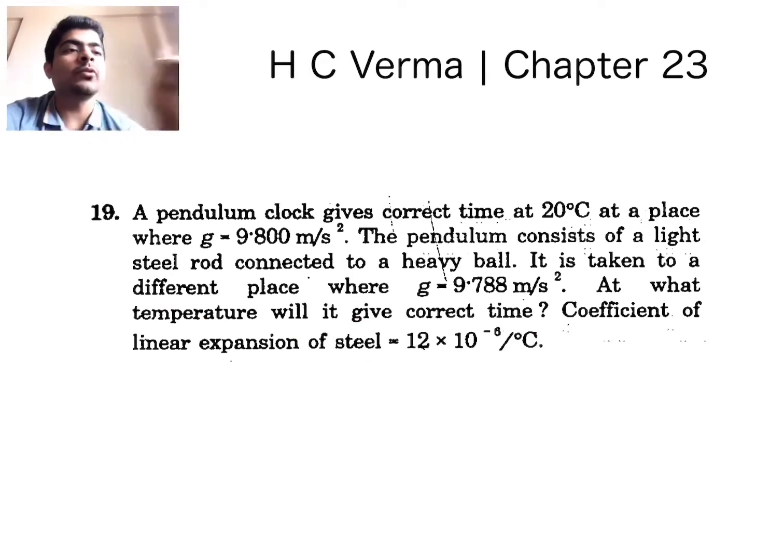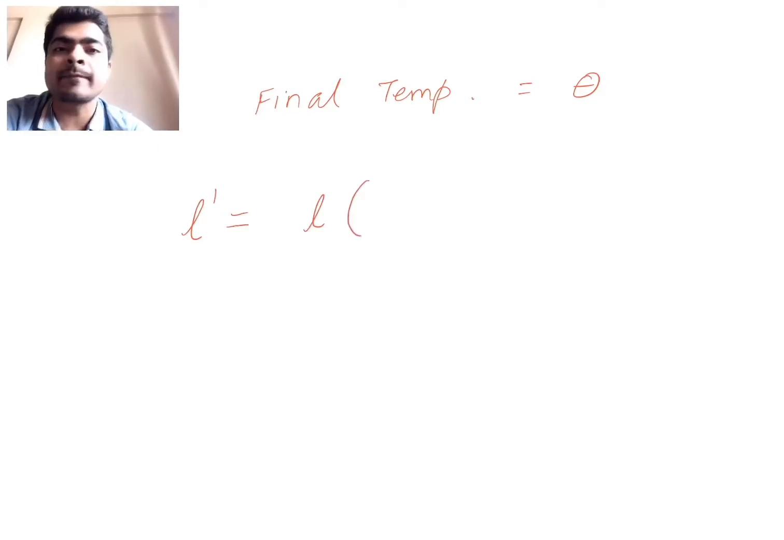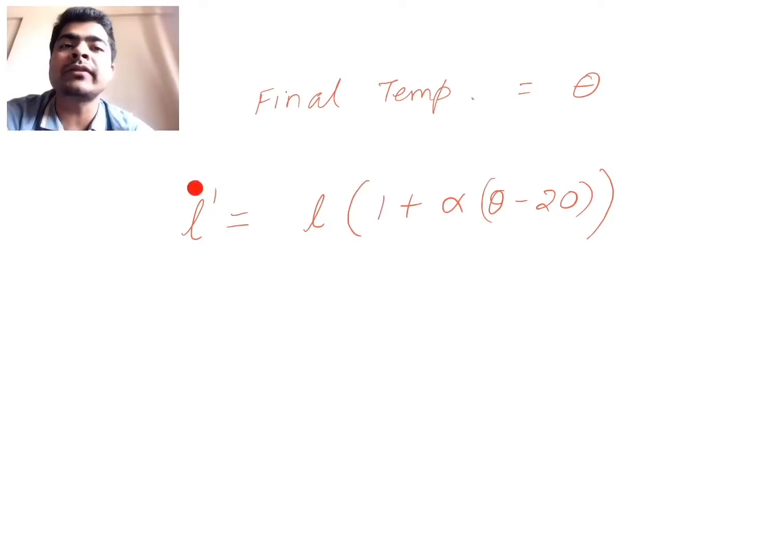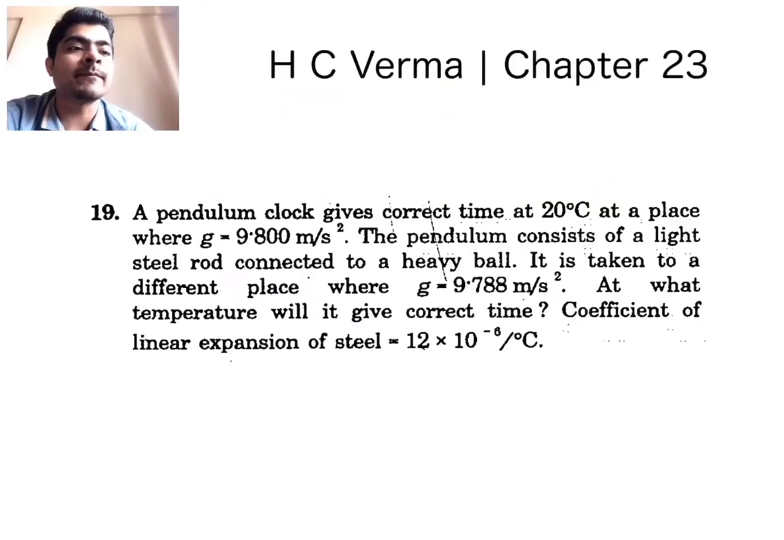Okay, so first of all, let the final temperature, the temperature that we want to find out, be equal to theta. So the change in length of the steel rod will be how much? L dash will be the original length L into 1 plus alpha times theta minus 20 degrees. L dash is the new length of the rod, L is the original length of the rod, so the new length will be given by this formula, where alpha is the coefficient of linear expansion, that is this value.